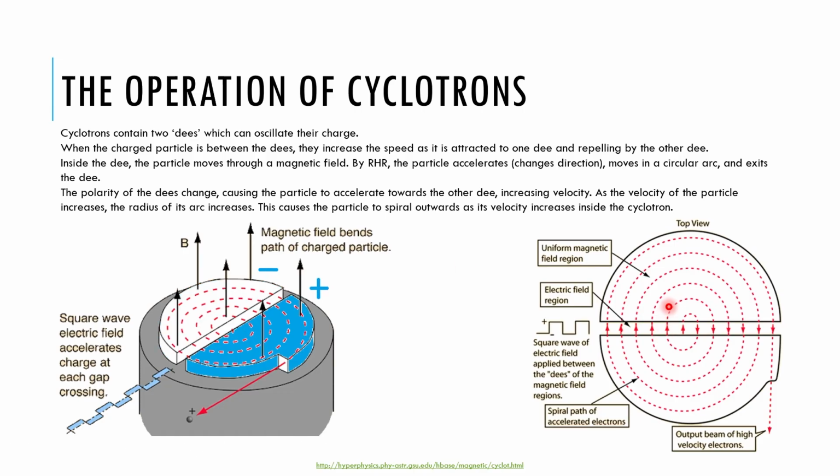The particle moves through the D but starts to accelerate by changing direction and essentially does a 180-degree turn, moves into the other D, the charges flip, it speeds up again, turns around, speeds up through the next transition, turns around, speeds up through the next transition, and so on. And again, as it spirals and accelerates through the gap between the two Ds, increasing speed each time, it's going to end up having quite a high velocity as it exits through the release point.